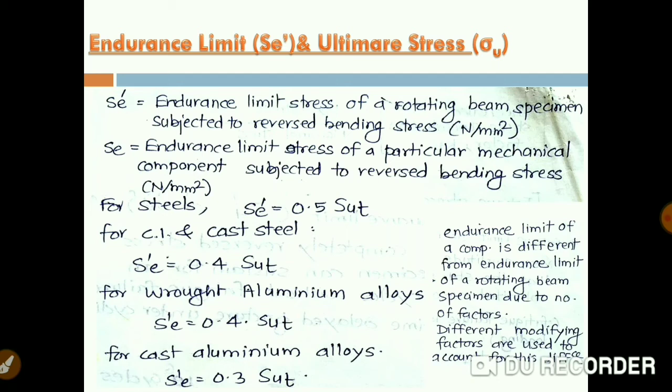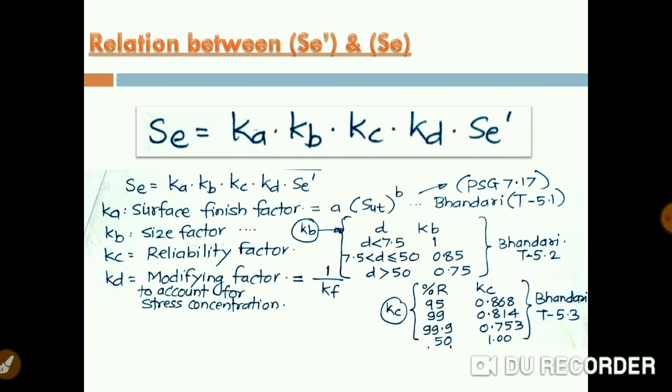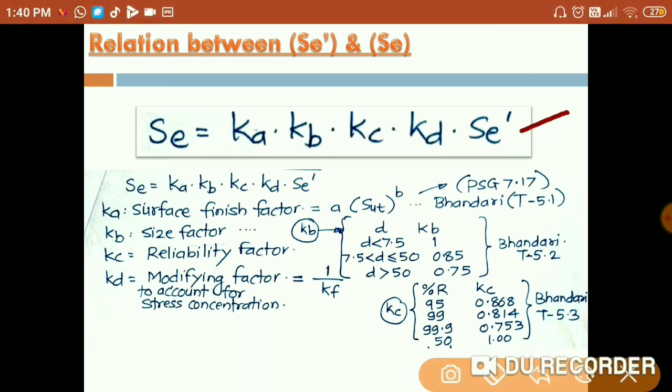Now what is the endurance limit for the component? We know Se dash is the endurance limit for the specimen. We want to find out the endurance limit for the component. So for that this equation is used, that is Se is equal to Ka into Kb into Kc into Kd into Se dash.